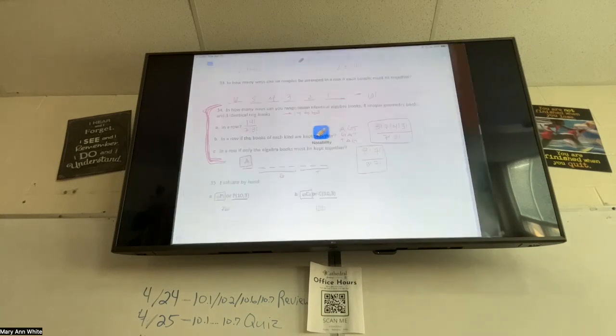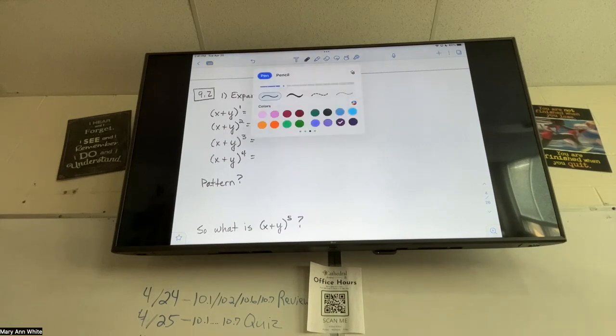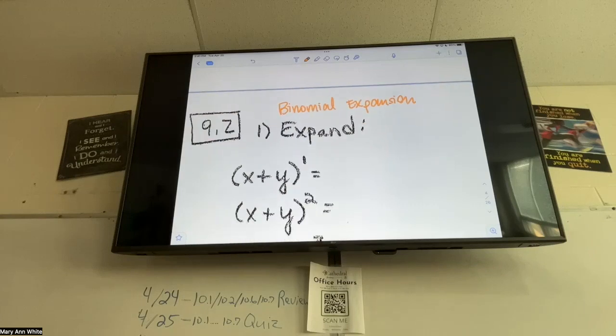And I don't really need my calculator yet for 9.2. Okay, so this section is what we call binomial expansion. Remember, a binomial is a polynomial or an expression with two pieces. Bi means two. And in all of these, we're going to have something plus something else, and it's going to be raised to a power.